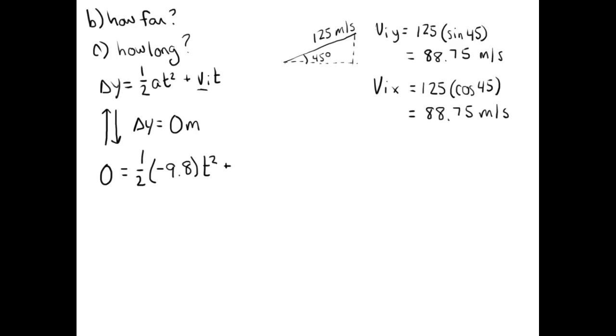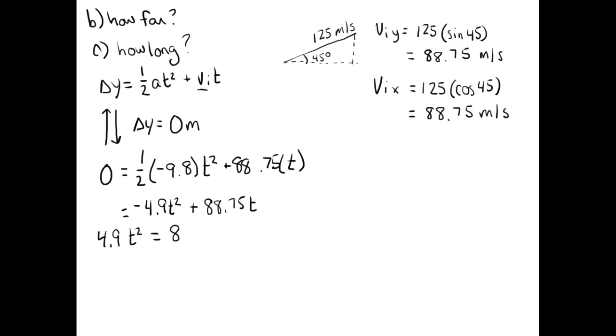So I've got my vi now. I put it in here, 88.75 times t. Do my math. This is going to give me negative 4.9 t squared plus 88.75 t. 4.9 t squared, adding 4.9 t squared to both sides, equals 88.75 t.